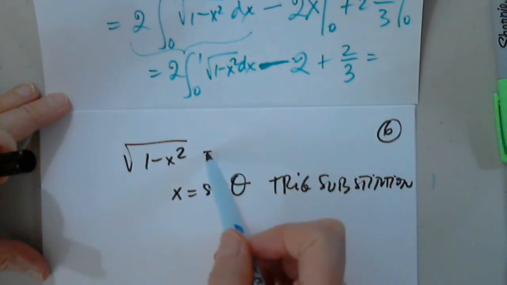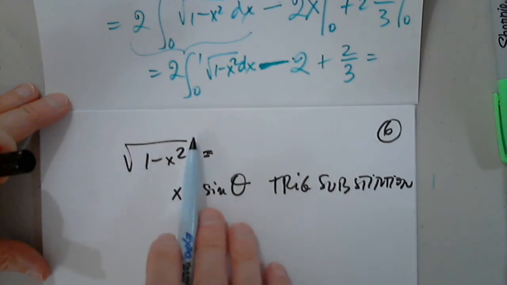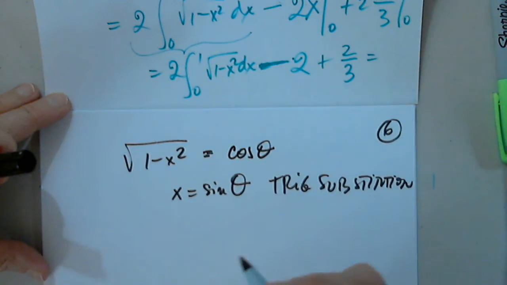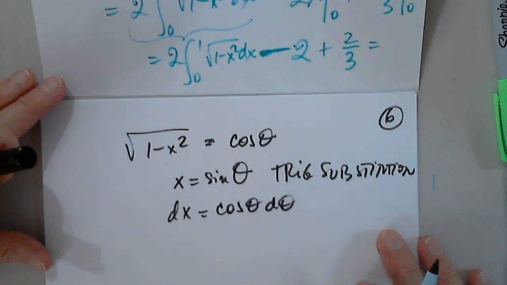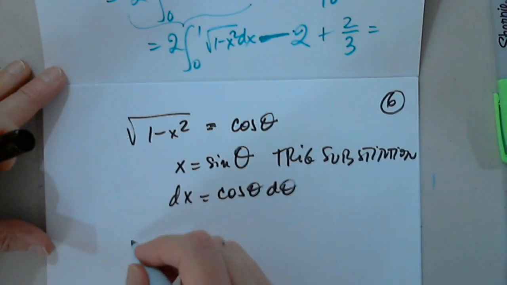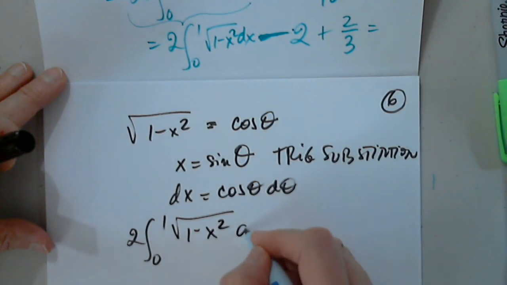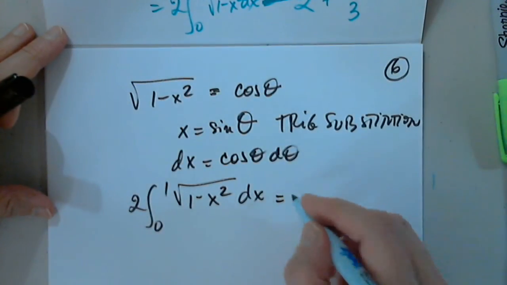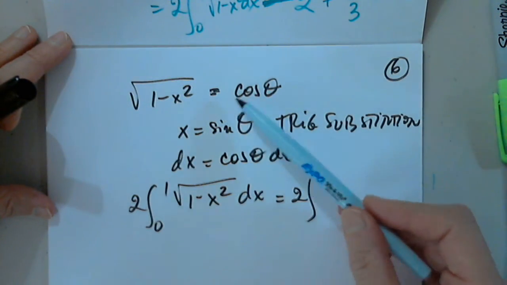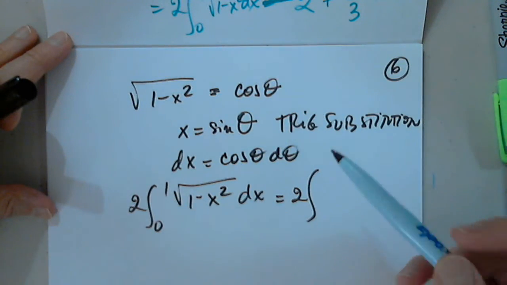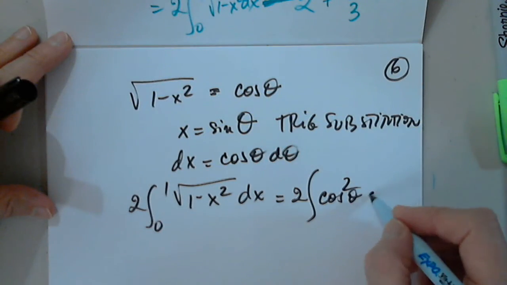Because when I replace it in here, I will have 1 minus sine squared, which is cosine squared. The square root of cosine squared is cosine theta. And dx equals cosine theta d theta. Okay, so then 2 times the integral from 0 to 1 from the square root of 1 minus x squared dx becomes this piece. This piece now is cosine theta. And dx now is cosine theta d theta.